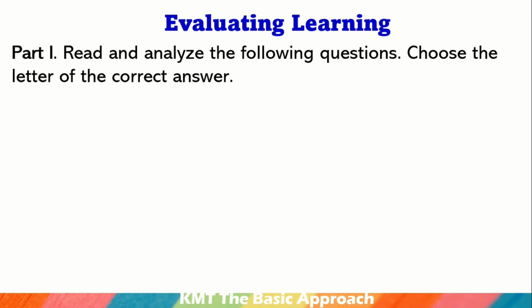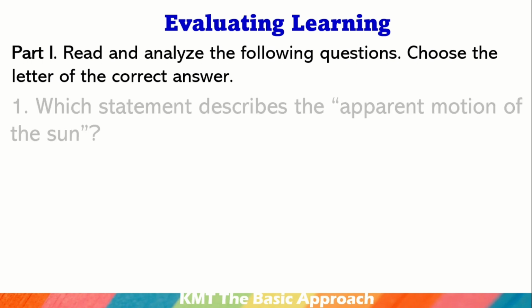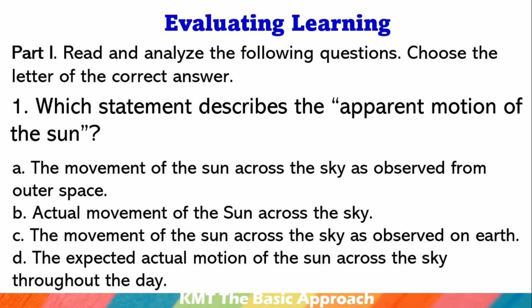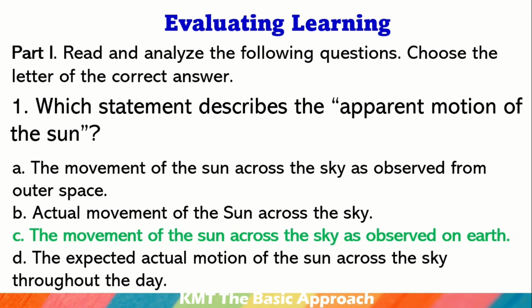Evaluating learning. For part 1, read and analyze the following questions. Choose the letter of the correct answer. Number 1. Which statement describes the apparent motion of the sun? Letter A. The movement of the sun across the sky as observed from outer space. Letter B. Actual movement of the sun across the sky. Letter C. The movement of the sun across the sky as observed on Earth. Letter D. The expected actual motion of the sun across the sky throughout the day. What is the correct answer? C. The movement of the sun across the sky as observed on Earth.